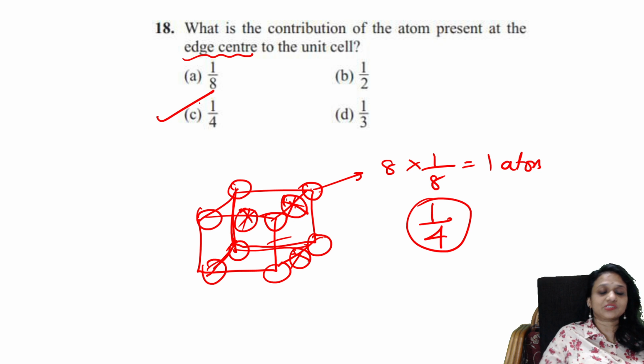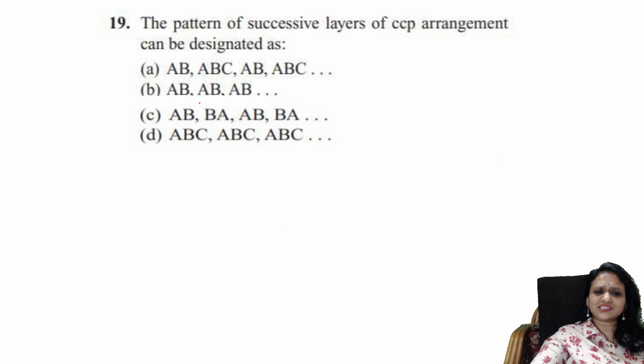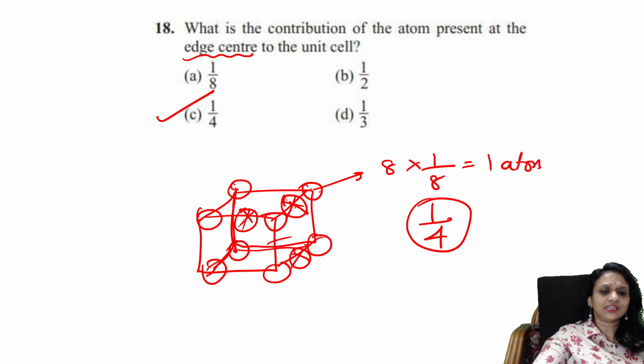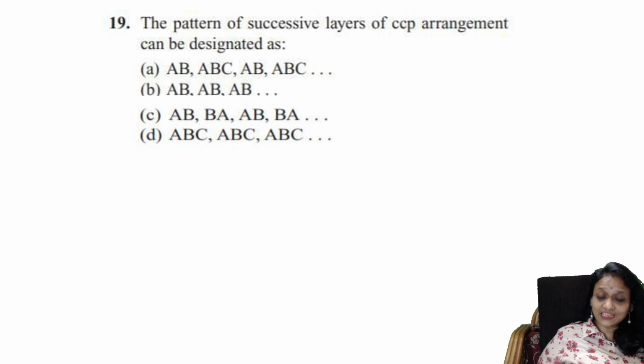Okay, so the option is this. Analyzing the question is the only magic. Alright students, did we mark it correctly? Yes, correct. Next, the pattern of successive layers of CCP arrangement can be designated as what?